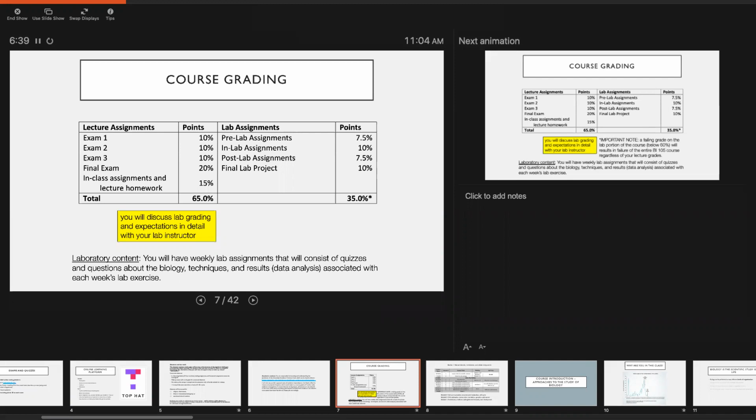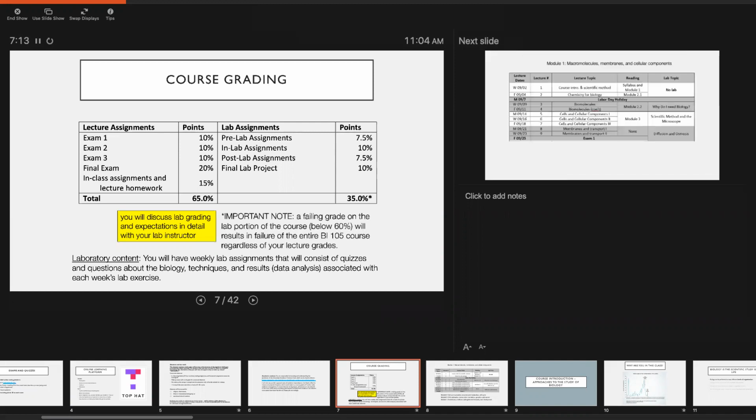The answer is that it is functionally cumulative because the material builds on itself as we go, but it is not formally cumulative. I won't ask you questions that are directly about material from exams 1 through 3 on the final exam. However, I can require that you know that material to be able to answer a question. So I might include material from exams 1 through 3 in a question on the final exam, so that it would be very hard to answer it if you didn't understand it.